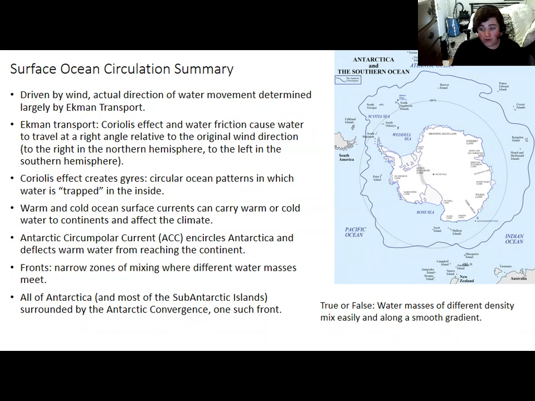And the Antarctic convergence is actually a big reason why the circumpolar current and the convergence are a big reason why the Antarctic is colder than the Arctic, because there is not an equivalent feature existing in the Arctic. So any questions about surface ocean circulation that you came with?